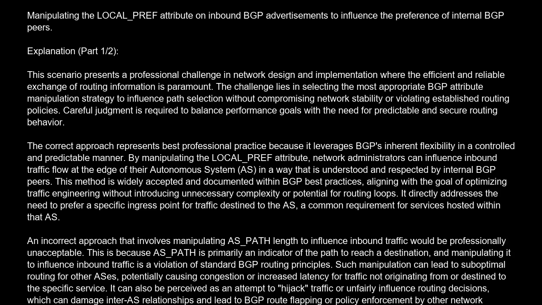The correct approach represents best professional practice because it leverages BGP's inherent flexibility in a controlled and predictable manner. By manipulating the local pref attribute, network administrators can influence inbound traffic flow at the edge of their autonomous system, in a way that is understood and respected by internal BGP peers. This method is widely accepted and documented within BGP best practices, aligning with the goal of optimizing traffic engineering without introducing unnecessary complexity or potential for routing loops. It directly addresses the need to prefer a specific ingress point for traffic destined to the AS, a common requirement for services hosted within that AS.